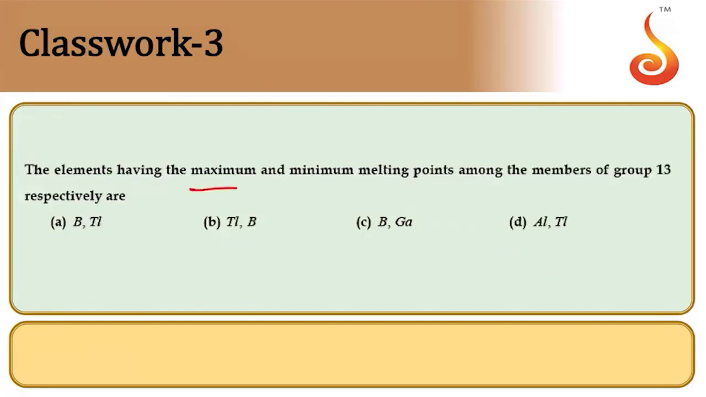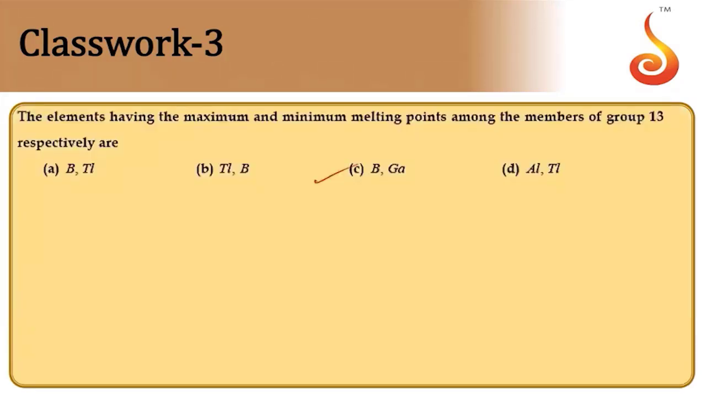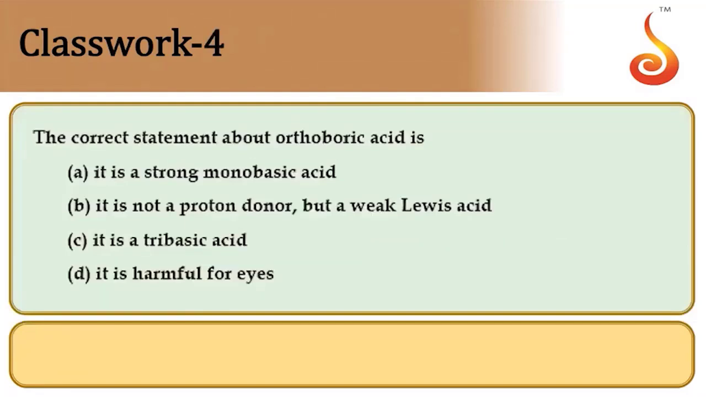The elements having maximum and minimum melting points among the 13th group elements. If you see boron, the first element, it has a crystalline structure and a very high melting point in the 13th group, and gallium exists as simple Ga2 molecules. Therefore, gallium has a very low melting point. So the maximum value is for boron because of its crystalline structure, and gallium is the least because it is a simple Ga2 molecule. So there should be maximum and minimum values. Option C we have, boron and then gallium. So C is the answer.